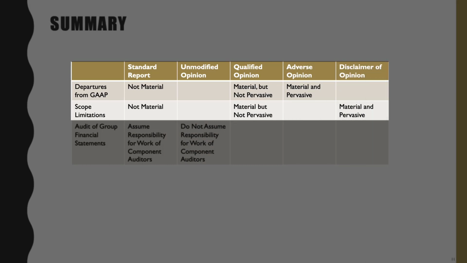In summary, when the auditor encounters issues during the audit that affect their ability to express an unmodified opinion on the financial statements, this results in departures from the unmodified audit opinion. The type of opinion issued is dependent on the nature of the issue, the auditor's assessment of the materiality of the identified issue, and the auditor's evaluation of the pervasiveness of the identified issue.